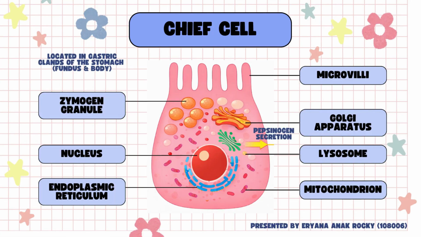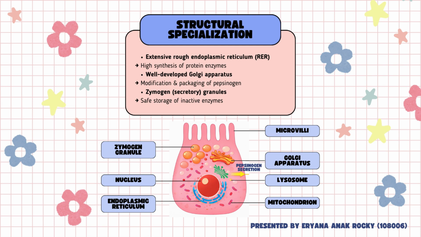The next specialized cell in the digestive system of the body is the chief cell. Chief cells are specialized cells found in the gastric glands of the stomach and play an important role in protein digestion. Structurally, chief cells contain a large amount of rough endoplasmic reticulum. This adaptation allows the cell to synthesize large quantities of protein-based enzymes efficiently.